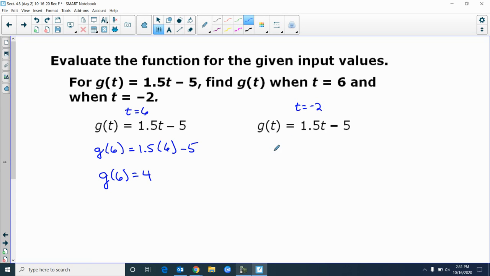t equals negative 2. So g of negative 2 equals 1.5 times negative 2 minus 5. So g of negative 2 equals, what is that, negative 3 minus 5. So g of negative 2 equals negative 6. So that's what you do in this case when you have that function. You substitute it in, see what value you get back.